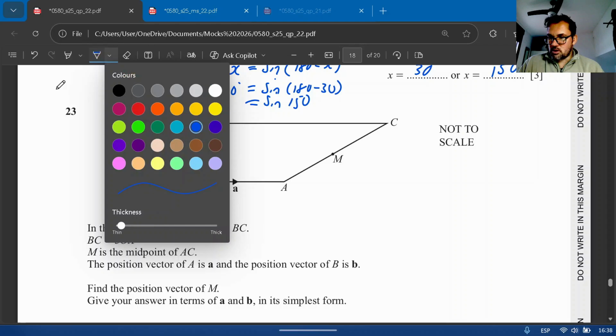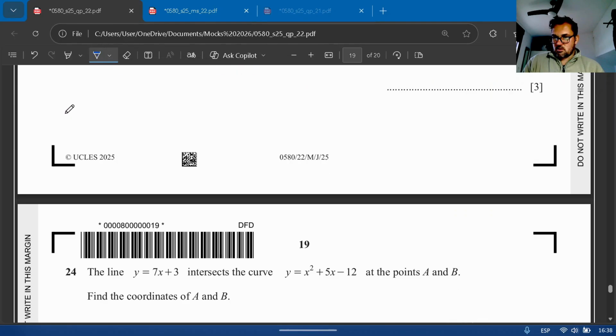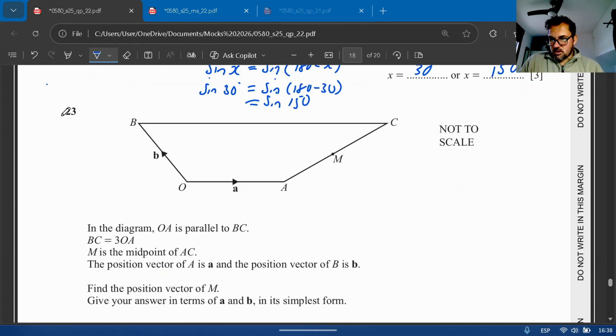Moving on to question 23. Here we've got vectors. All right, we're almost done. Vectors, right, here we go. O is the origin. It's where we start. There's a vector, something moving to the right, we call that A, something going over there is B. Let's see, in the diagram, OA is parallel to BC. So these two lines are parallel. We can put in those little arrows, they are parallel.